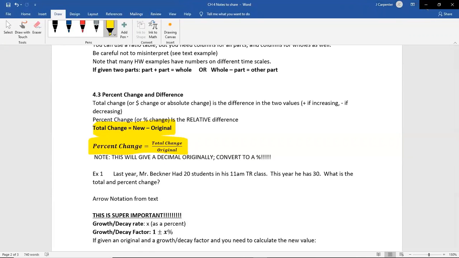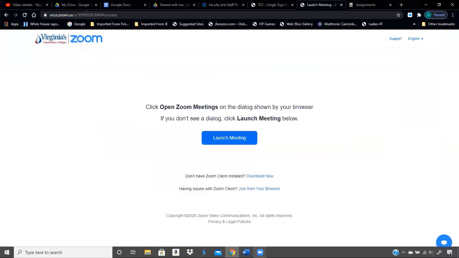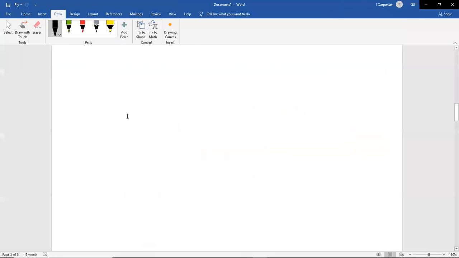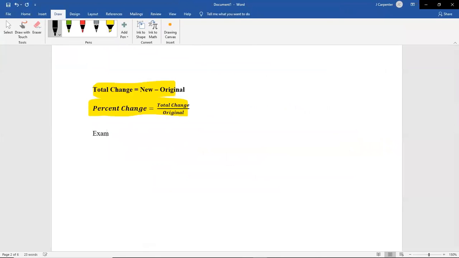Okay, so let's get to the actual examples. In fact, I'm going to copy that. Even copied the highlighting section. All right, so first example. Bob earns $30,000 in 2019. He earns $45,000 in 2020. What was his total change and percent change in income?